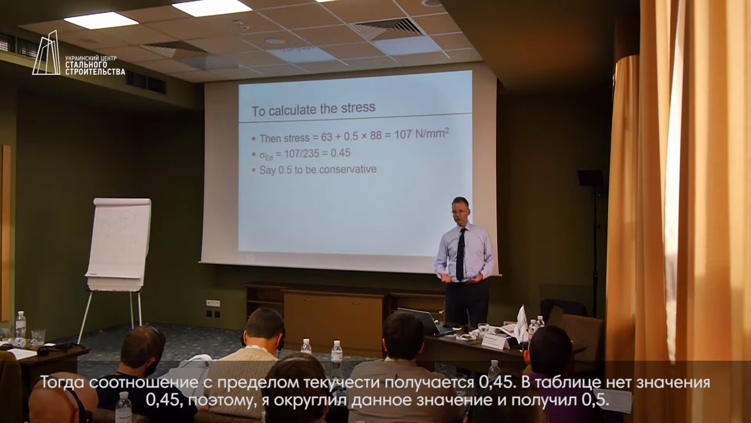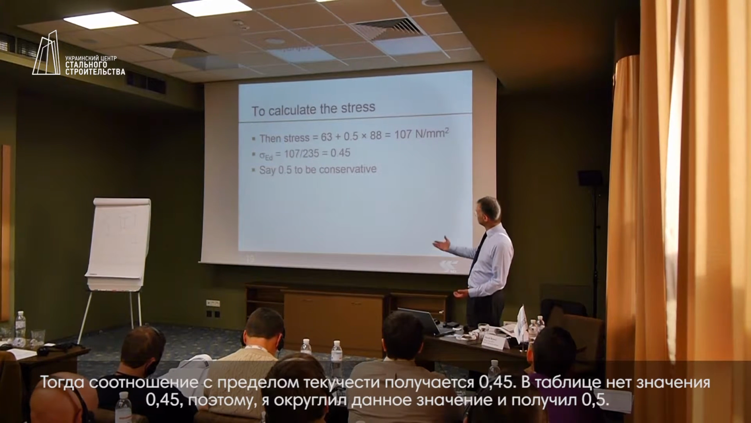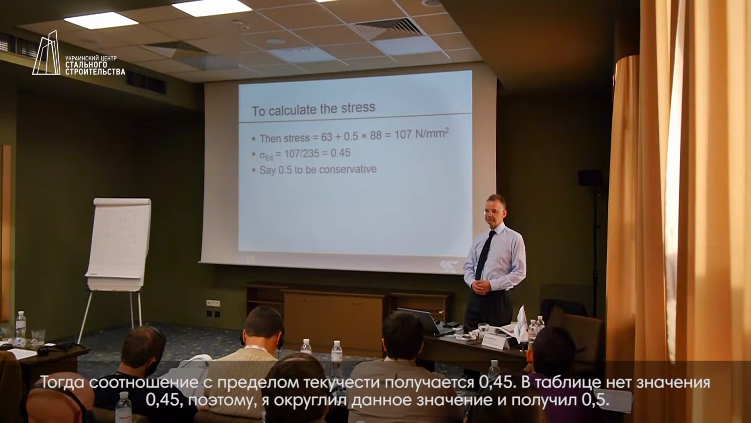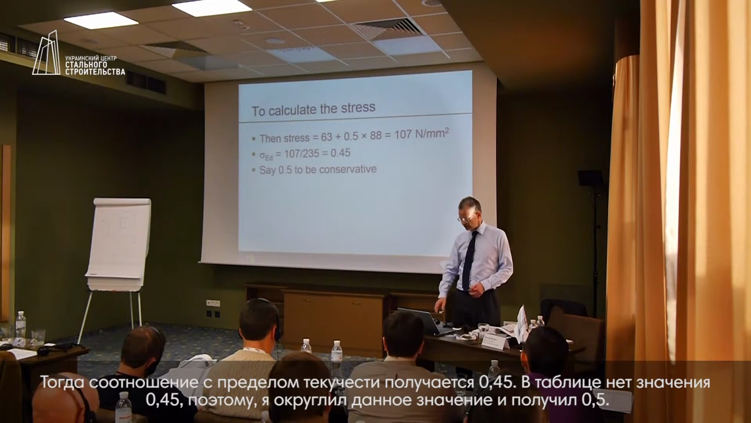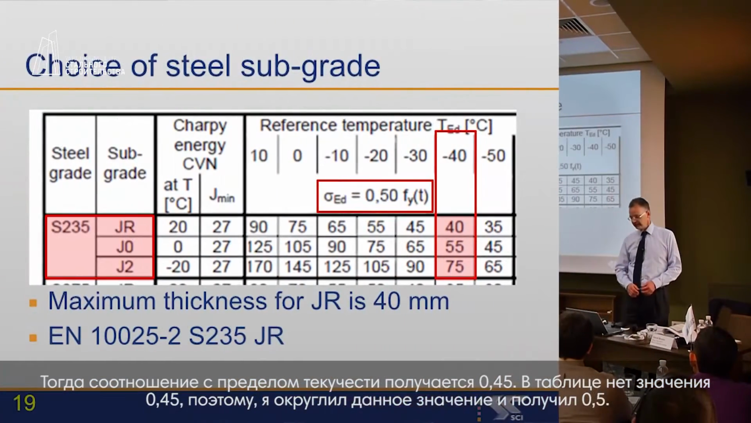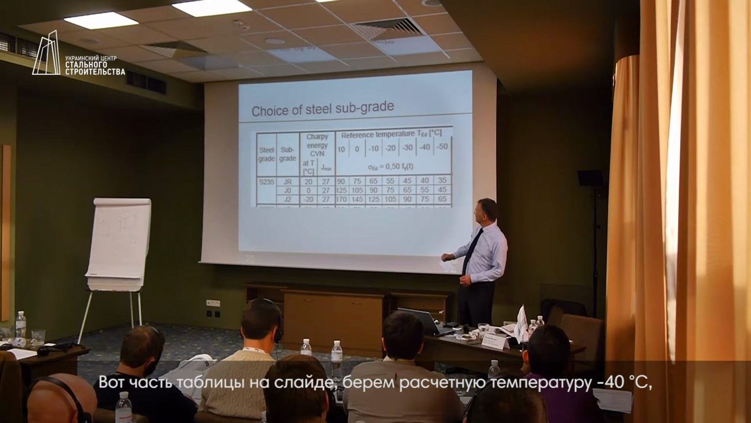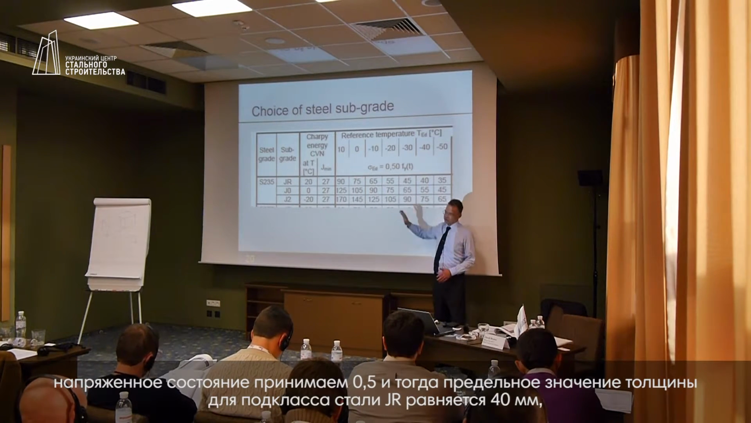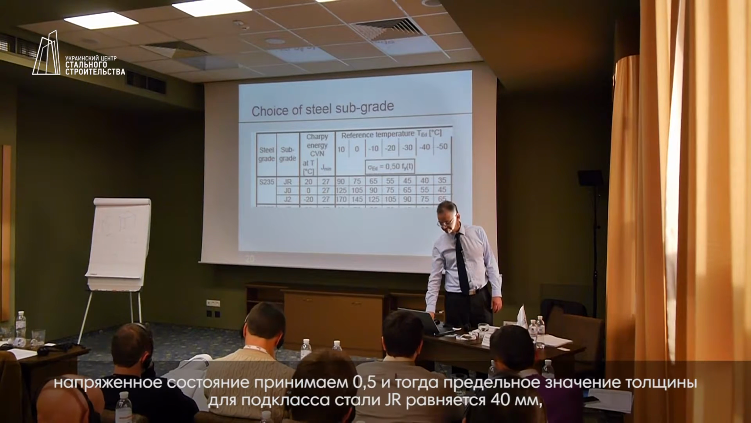So what proportion of the yield strength is 107? 0.45. But the table doesn't include 0.45, so I've been conservative and I've decided to use 0.5. So here's an extract from the table. Minus 40 degrees, I'm assuming. State of stress, conservatively 0.5.